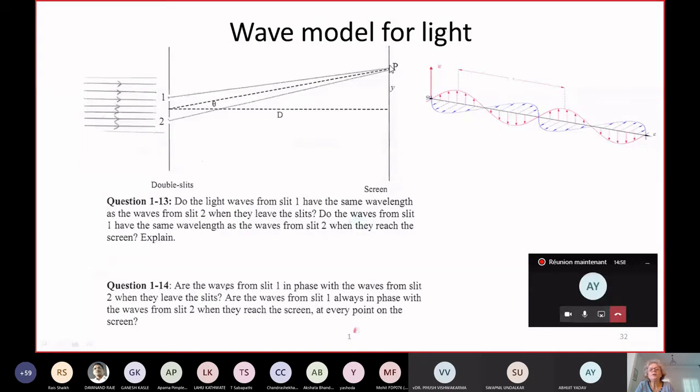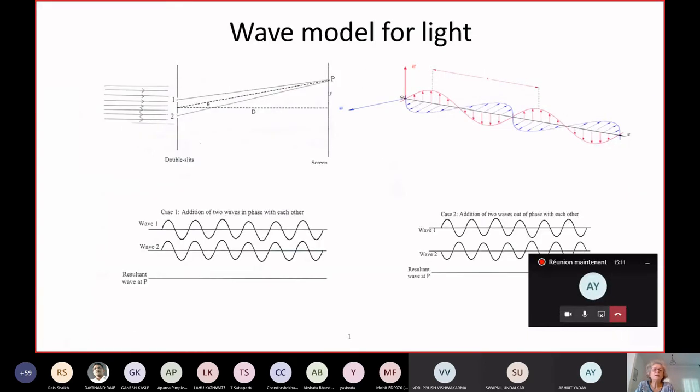And then we ask questions about here. What happens? Are the light waves still in phase when they reach P, and so on? And they can understand very quickly what in-phase waves are, and what out-of-phase waves are. Wave 1 is the one coming from slit 1 to P. Wave 2 is the one coming from slit 2 to P.